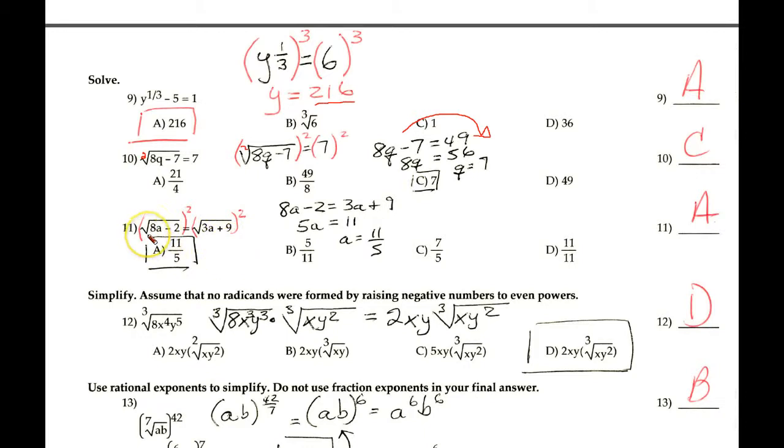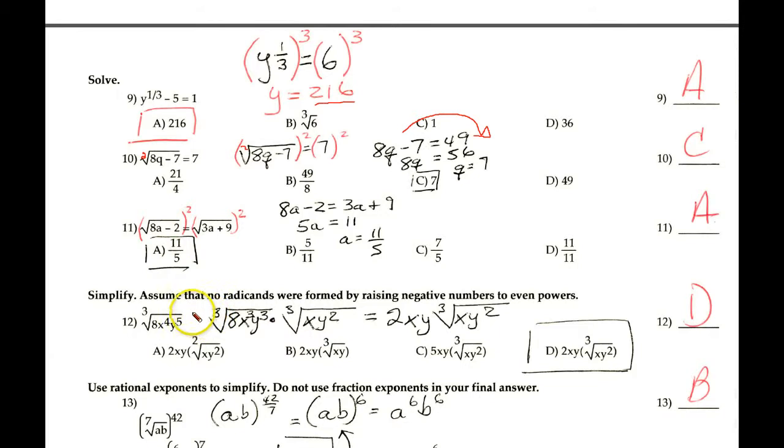Now this one, where it might look challenging, is pretty easy because you're just going to square both sides. That gives you then the radicand. And then this equals that. We're going to subtract 3a from both sides. We get 5a. Add 2 to both sides. We get 11. Divide both sides by 5. We get a is 11/5. Right there.